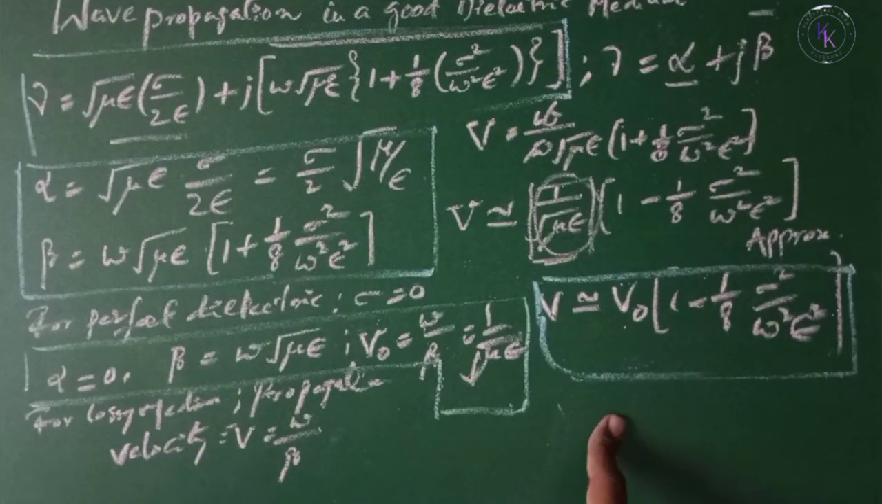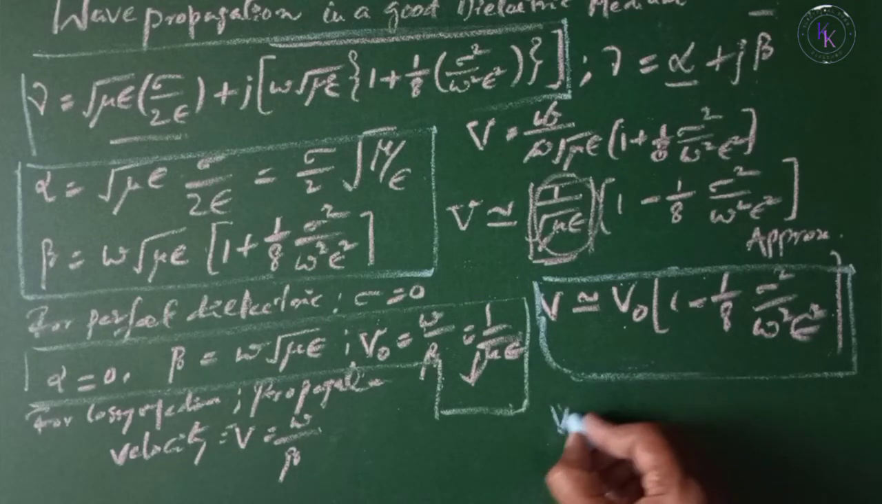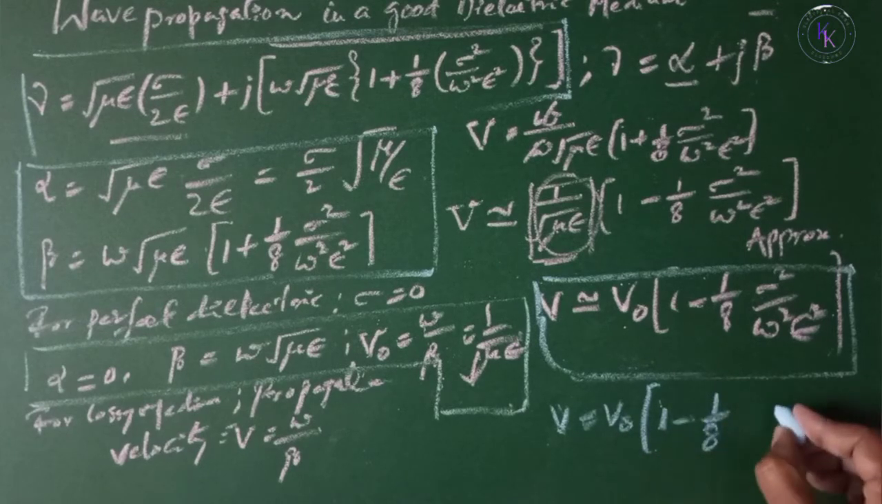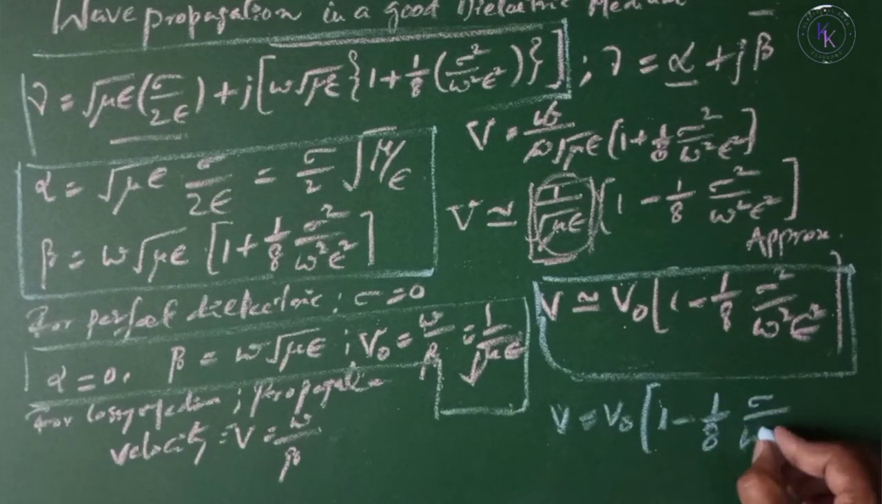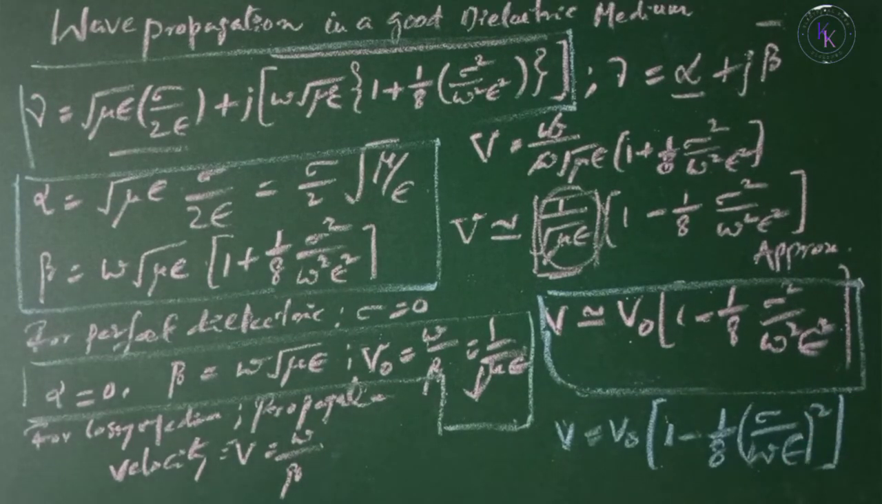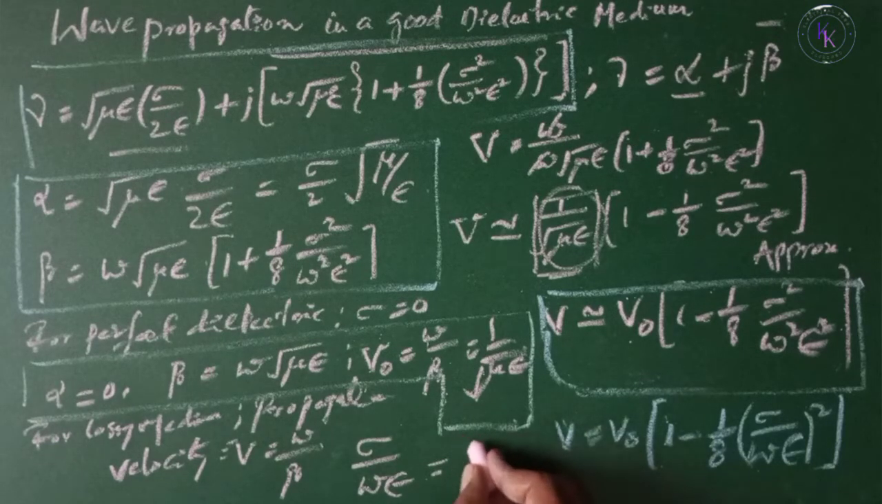Further, we can simplify the velocity of propagation in lossy medium: V equals V naught times (1 minus 1 by 8 (sigma by omega epsilon) whole square). In this expression, sigma divided by omega epsilon is the ratio of conduction current density J and displacement current density JD.